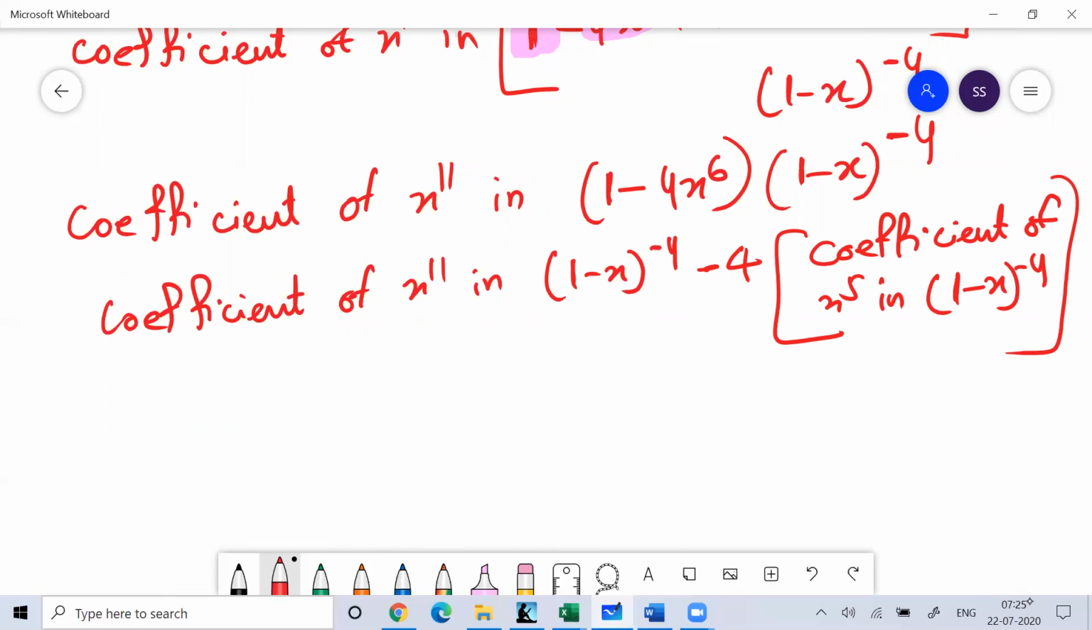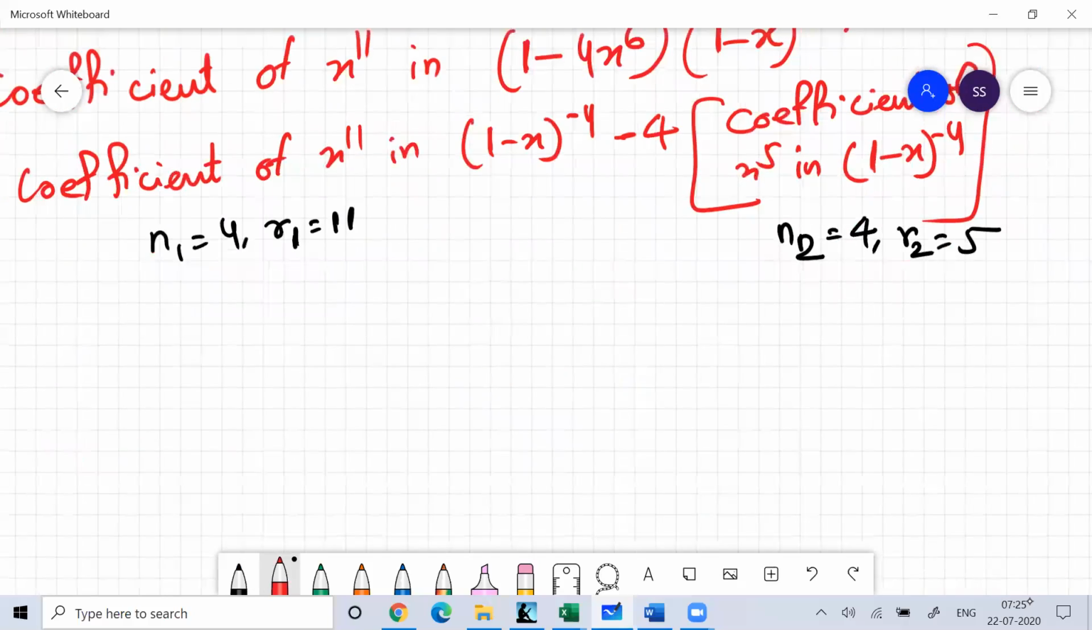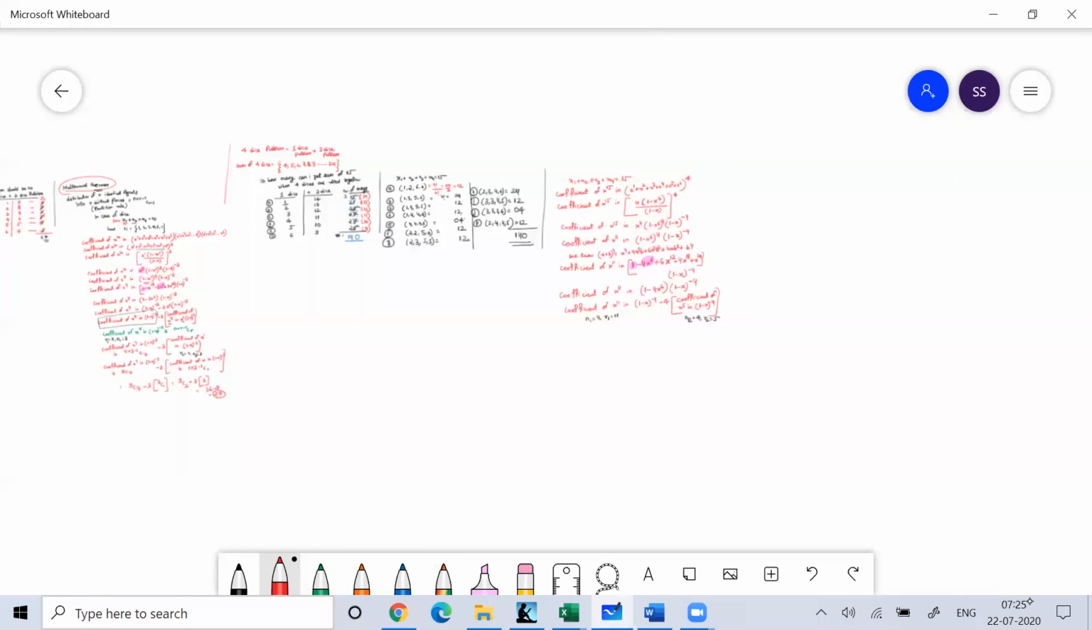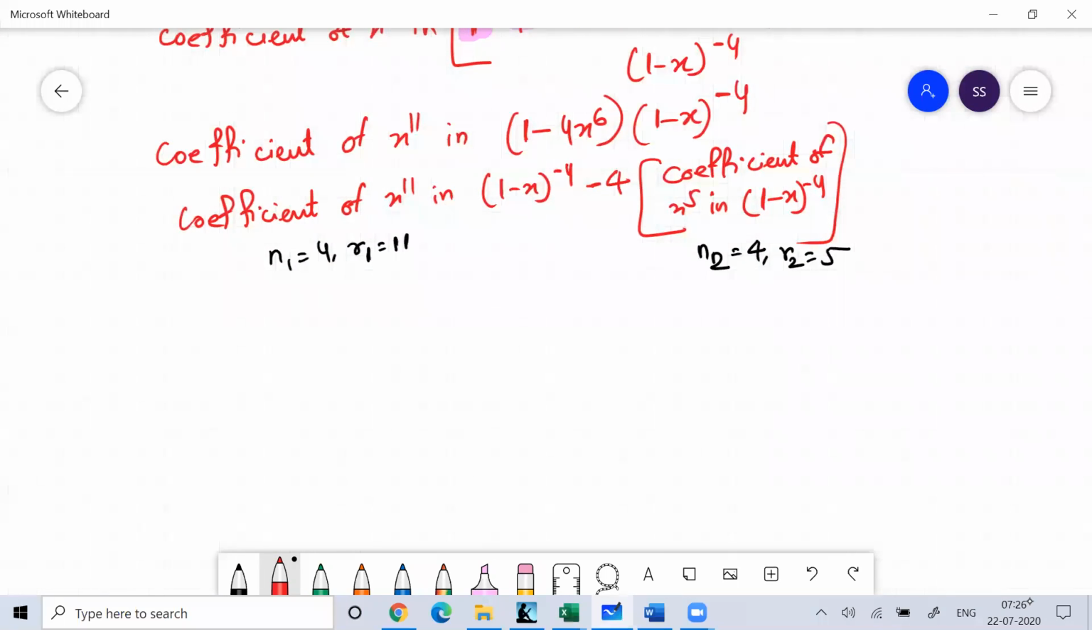Okay, so now you can understand here, n1 is 4 and r1 is 11. Here you need to understand that your n2 is 4 and r is 5. So what you need to search, you know the formula, again the same formula: the coefficient of x to the power r in the expansion of 1 minus x to the power minus n is n plus r minus 1 C r.